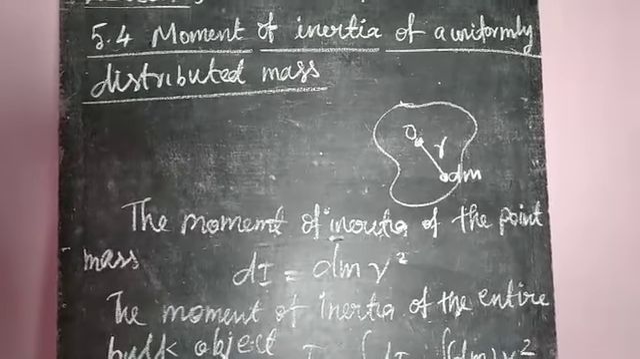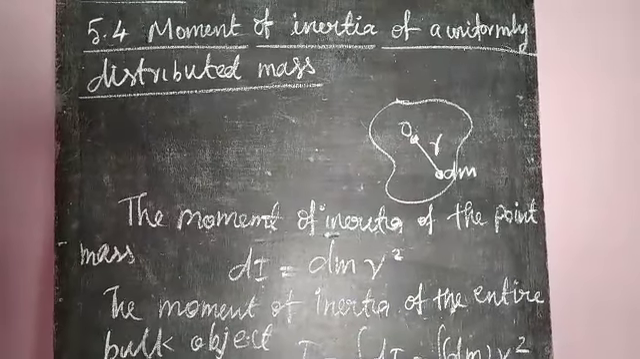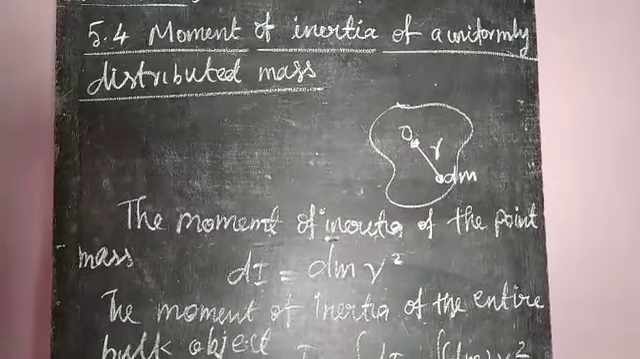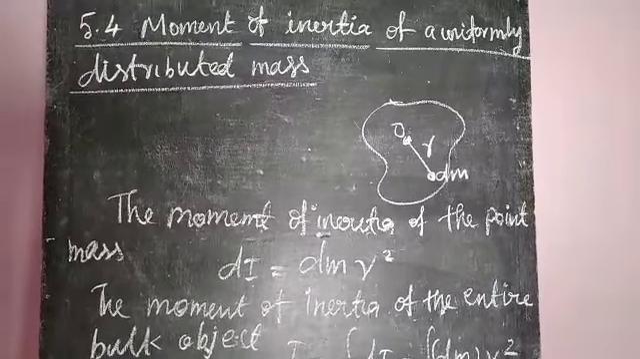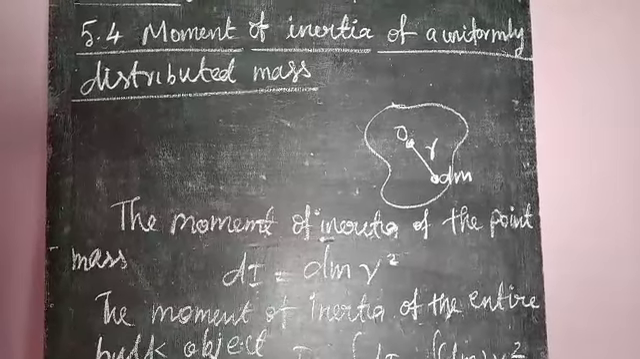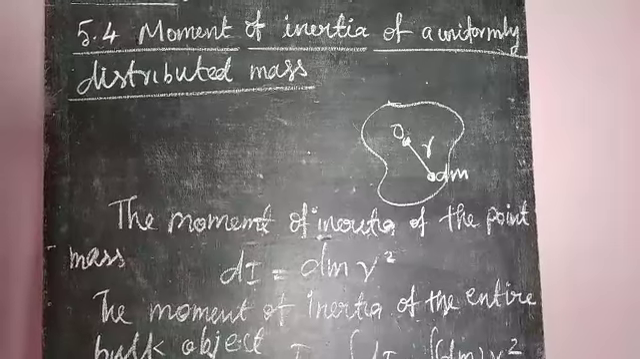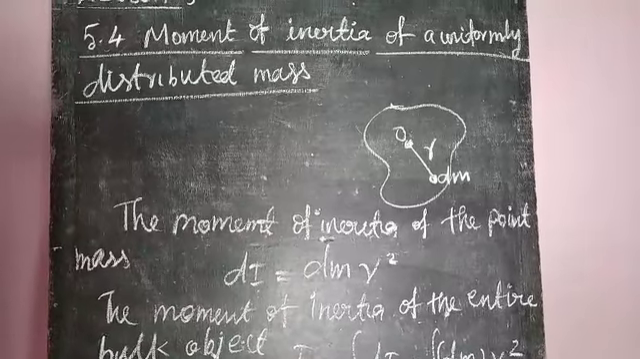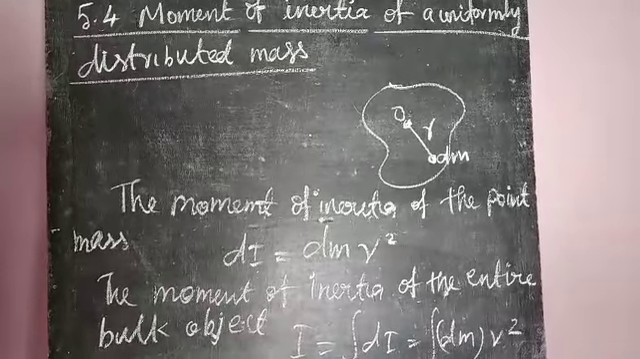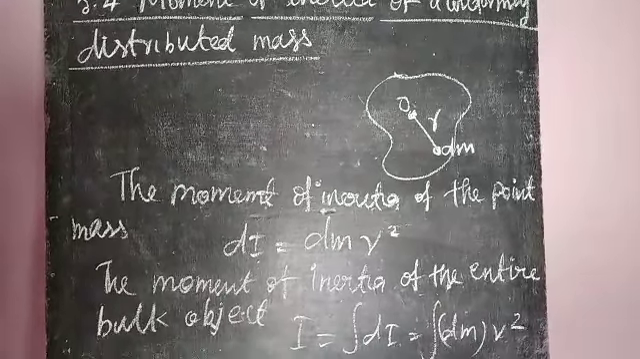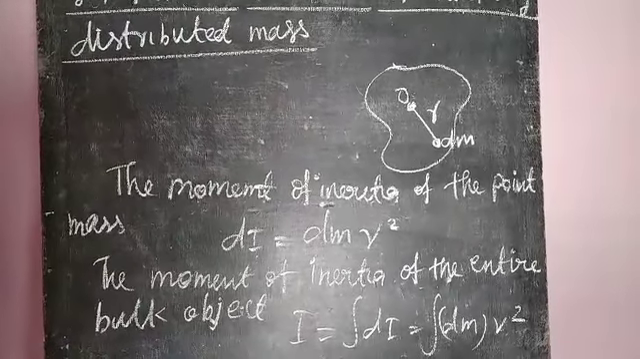Moment of inertia of uniformly distributed mass. From the diagram, dm is an infinitesimally small mass at distance r from O. So dm is considered as a point mass. The moment of inertia of the point mass, dI equal to dm into r square, that is the product of mass and square of the distance.